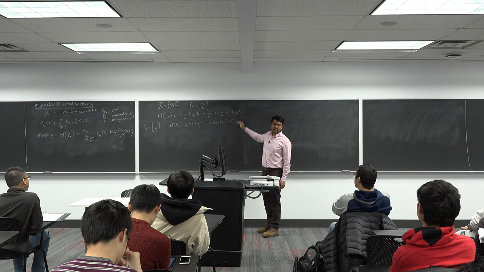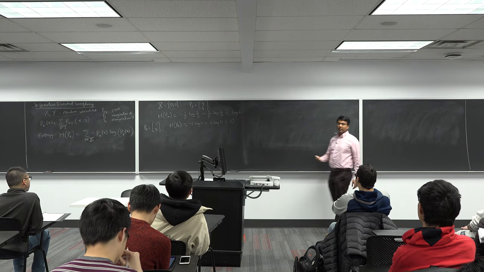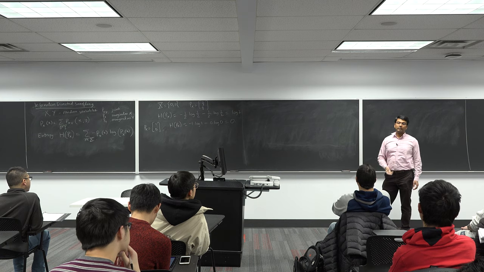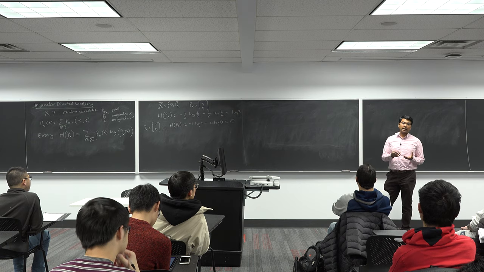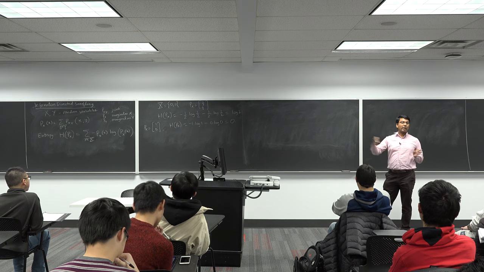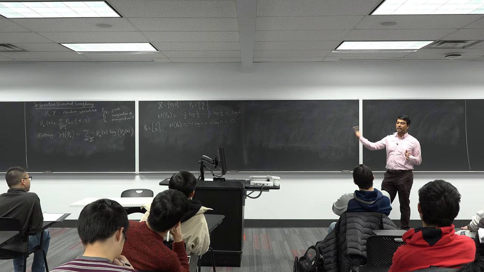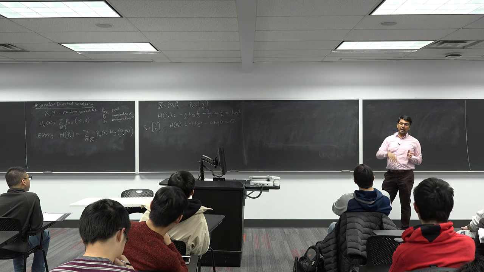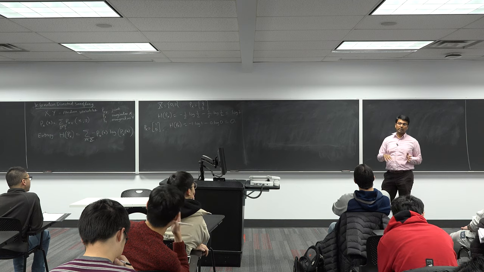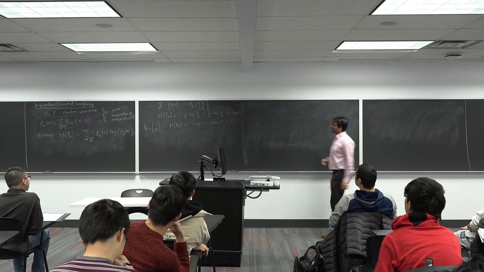So what does that suggest? Entropy is measuring the inherent randomness in that random variable. The more random a variable is, the higher the entropy is. The less random a variable is, the lower the entropy is. Okay?